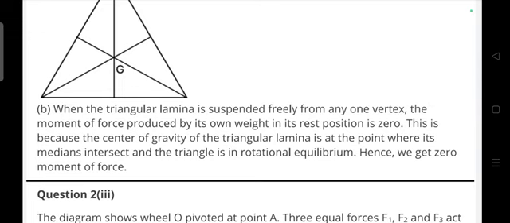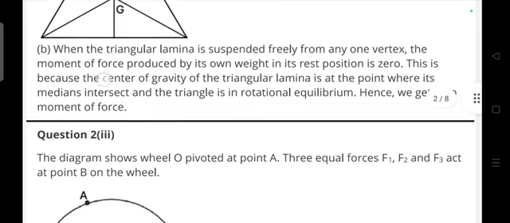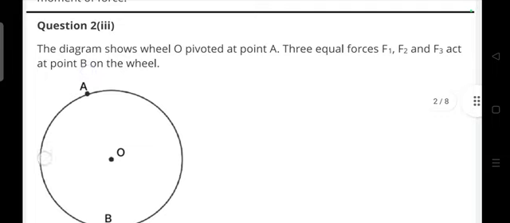When the triangular lamina is suspended freely from one vertex, the moment of force produced by its own weight in its rest position is 0. This is because the center of gravity of a triangular lamina is at the point where its medians intersect and the triangle is in rotational equilibrium. Hence we get 0 moment of force. Then come to the next question.